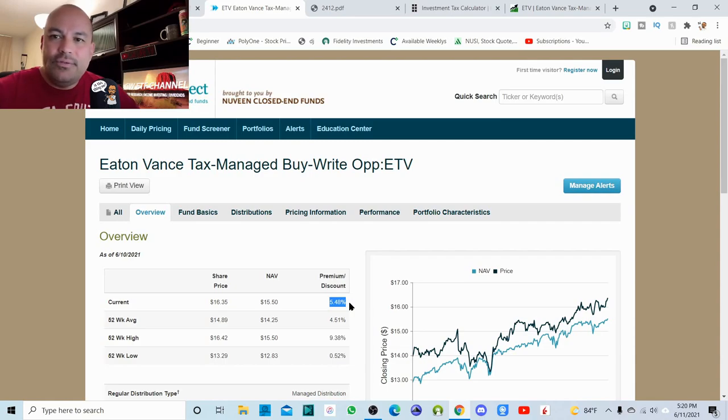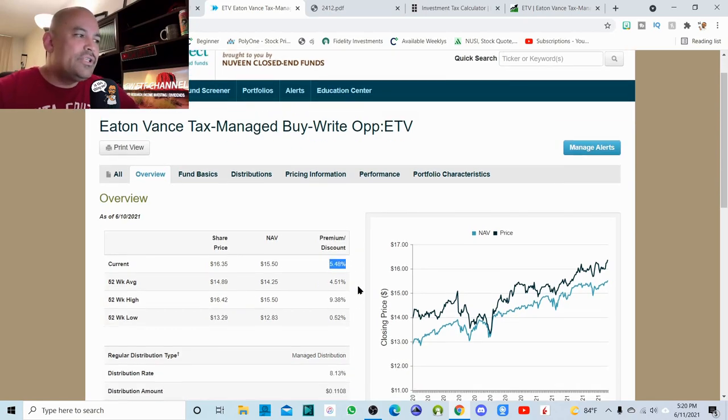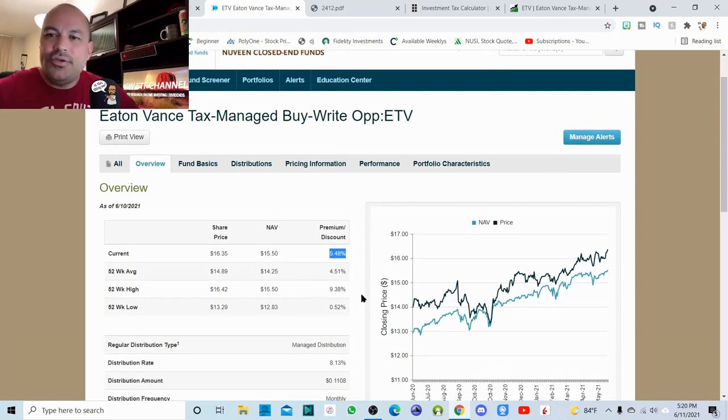Now, why would you want to do that? Well, sometimes it's worth it to get into a fund. If they're outperforming, or if they keep your money protected a little bit better than the next guy. So you're buying into the management of this. So what's good about CEF Connect is they show you the averages, the lows, and the highs.